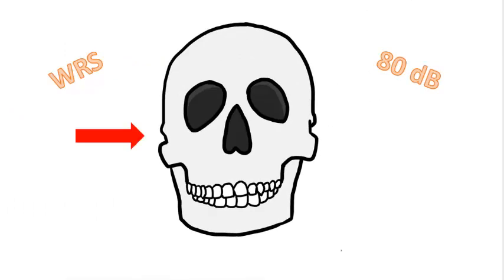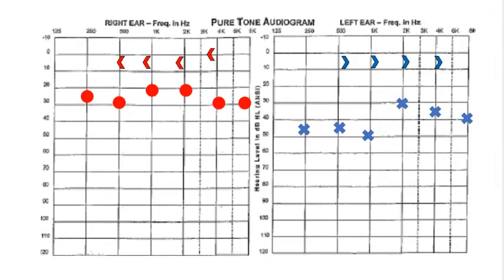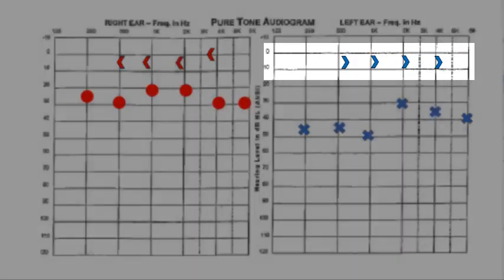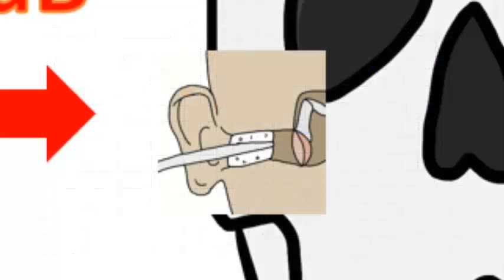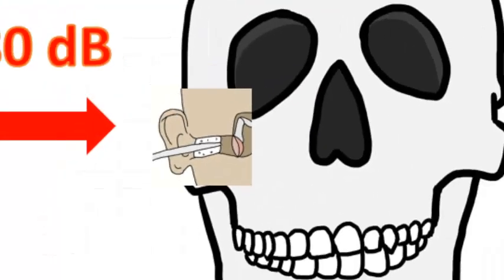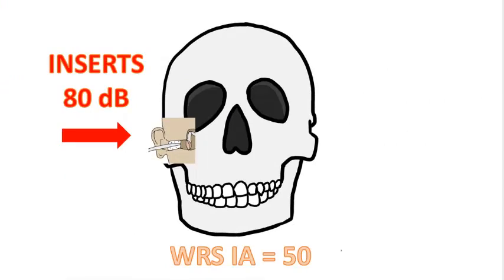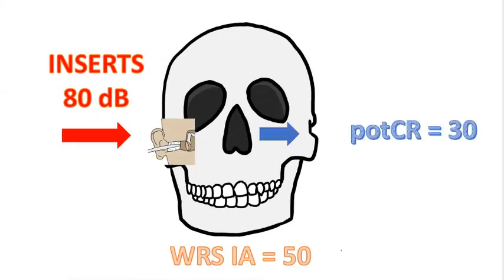Now 80 dB is a pretty loud test signal, so we must be aware of the possibility of crossover, or cross hearing, of this test signal over on the left side. Don't forget, the bone conduction hearing on the left side is excellent. Using insert earphones, we have an IA value of 50 dB for WRS testing. So, with an 80 dB test level using inserts, we have a potential crossover level of 30 dB.